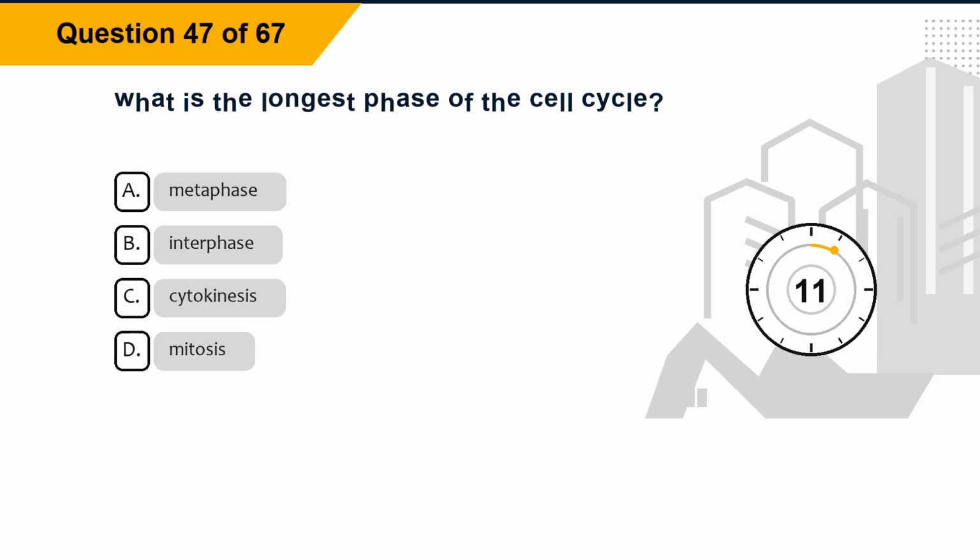Question 47. What is the longest phase of the cell cycle? Option A, metaphase. Option B, interphase. Option C, cytokinesis. Option D, mitosis.